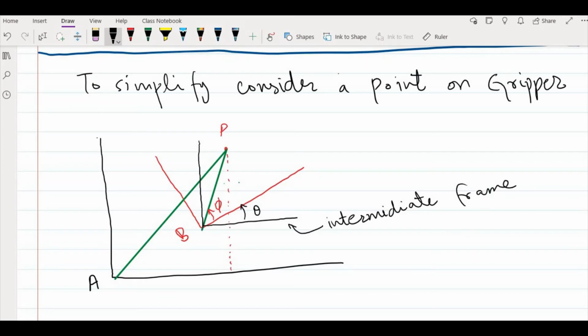Let's call it frame I. This is an intermediate frame we have. So now for how we will do the conversion, we know that frame B is rotated with respect to frame I. First we need to convert frame B into frame I, and then we convert frame I into frame A. So this is how we shall carry out the transformation.